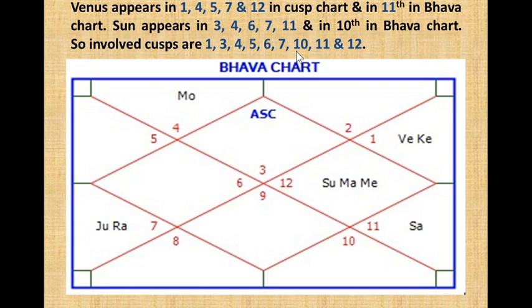Venus appears in 11th in Bhav chart and Sun appears in 10th in Bhav chart. So if we add everything, then the total involved cusps are 1, 3, 4, 5, 6, 7, 10, 11 and 12, because we have also summed the cusp that we saw Venus and Sun appearing in cuspal position table.